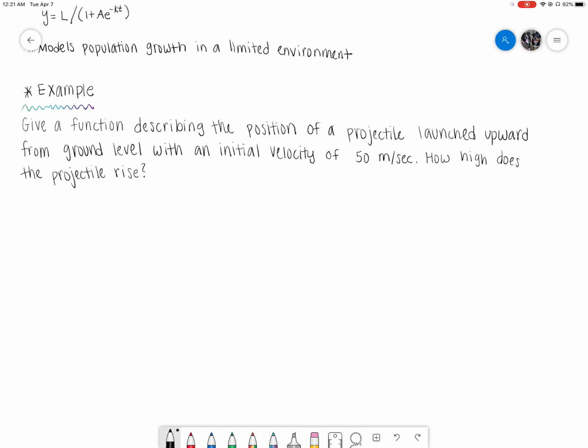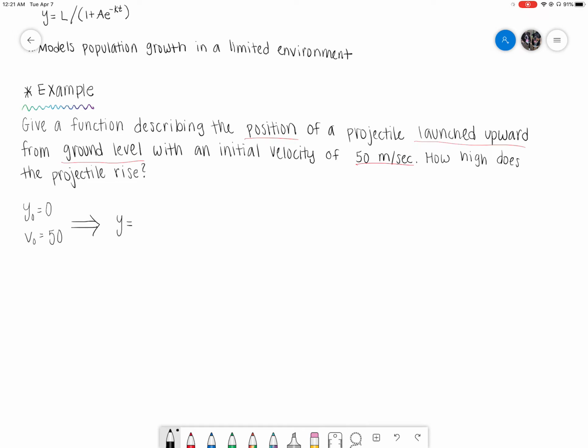So first off, we can read this and see what we know. We've got ground level, we've got 50 meters per second, projectile launched upward, we're interested in the position. So what we know here is our initial starting position was on the ground, so y naught is 0. Our initial velocity was 50 meters per second. That is enough for us to write our function.